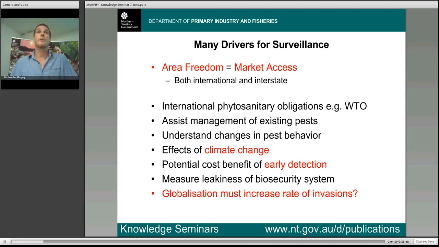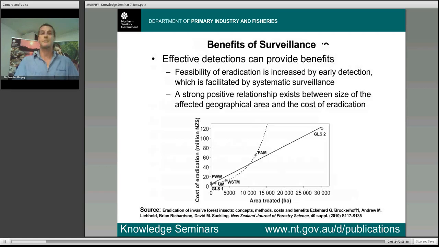One of the fundamental roles of surveillance is actually to measure the leakiness of the biosecurity system, because it doesn't matter how much money we spend trying to prevent things coming in, some pathways are unblockable, and also under international obligations, we can't completely close some of these pathways. And there's also an expectation that globalisation may increase the rate of invasions, which means that surveillance should be becoming increasingly important and better funded.